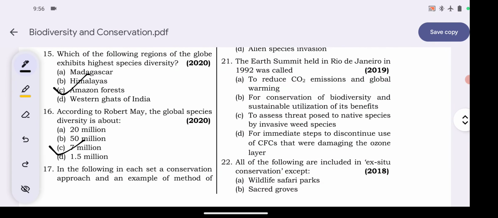21. The Earth Summit held in Rio de Janeiro in 1992 was called to reduce CO2 emission and global warming, second, for conservation of biodiversity and sustainable utilization of its benefits, third, to assess threat posed to native species by invasive weed species, fourth, for immediate step to discontinue use of CFC that are damaging the ozone layer. So here the answer will be option number B, that is for conservation of biodiversity and sustainable utilization of its benefits. Question number 22.